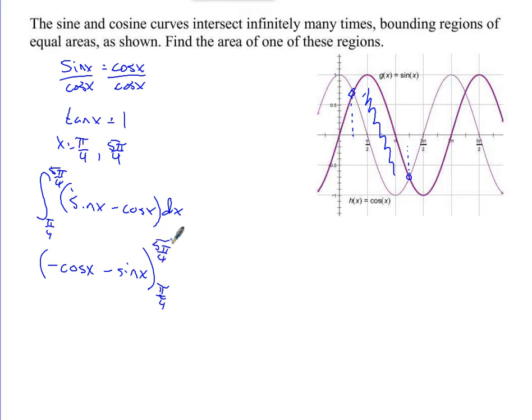Good, now what? Now we need to find negative cosine pi over 4. Okay, negative cosine 5 pi over 4 minus sine 5 pi over 4, minus negative cosine pi over 4 minus sine pi over 4.